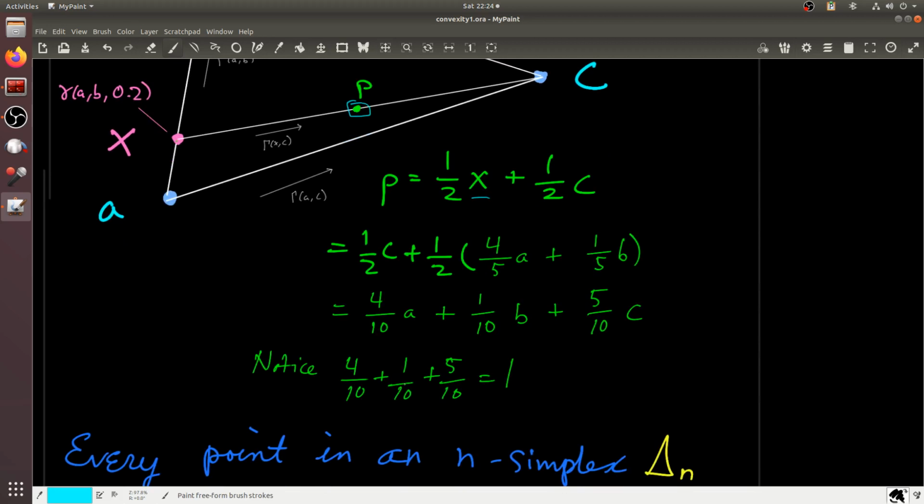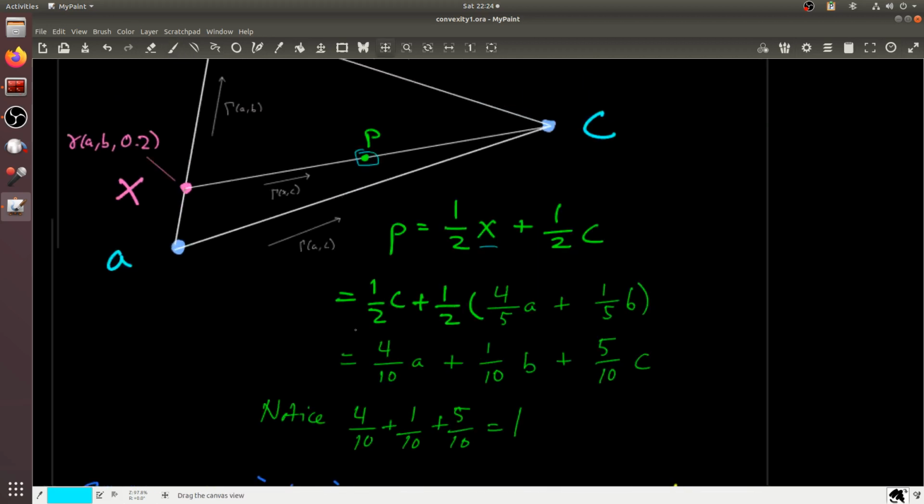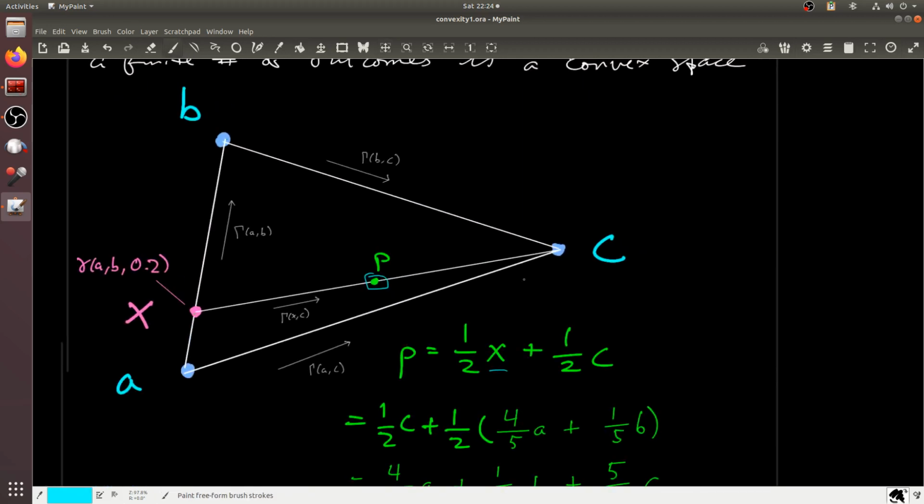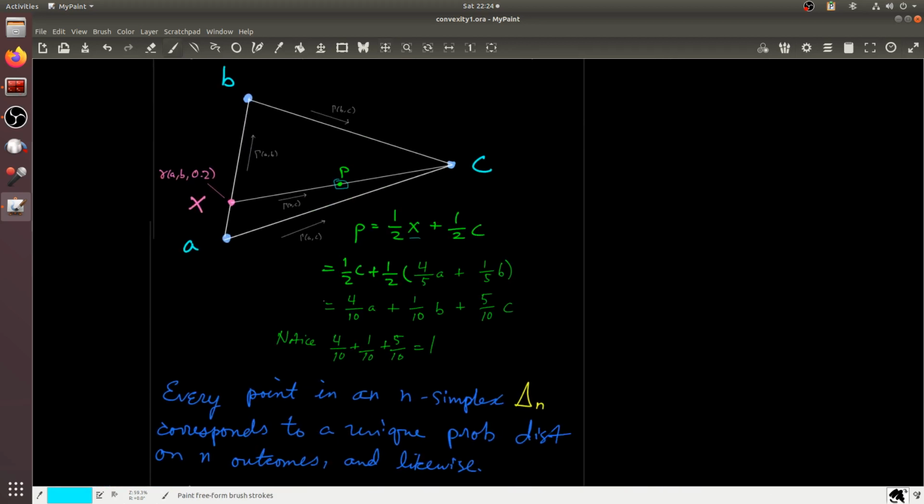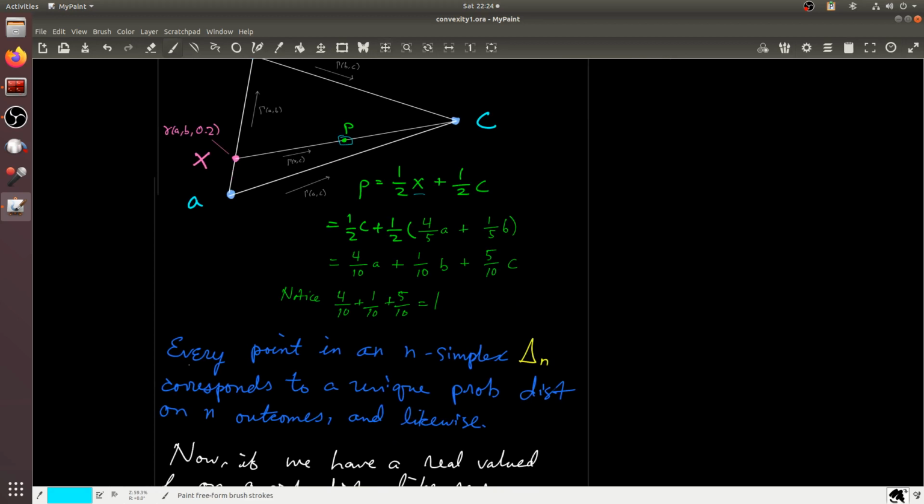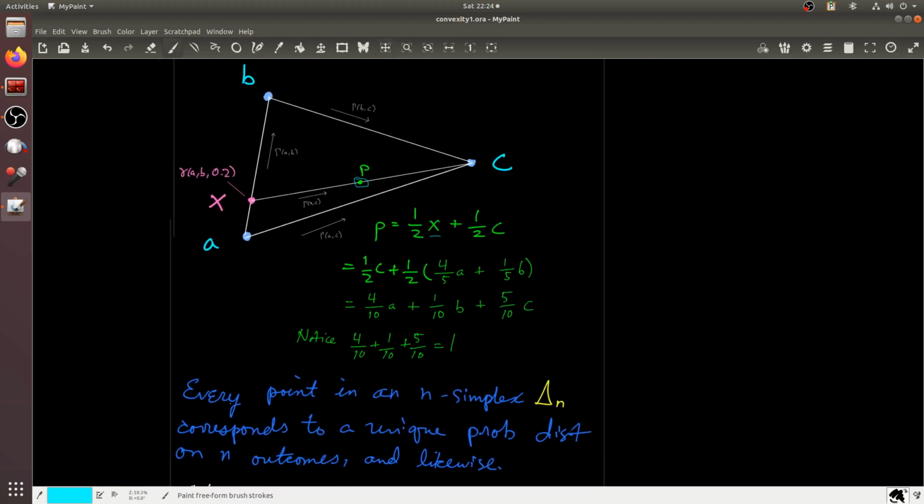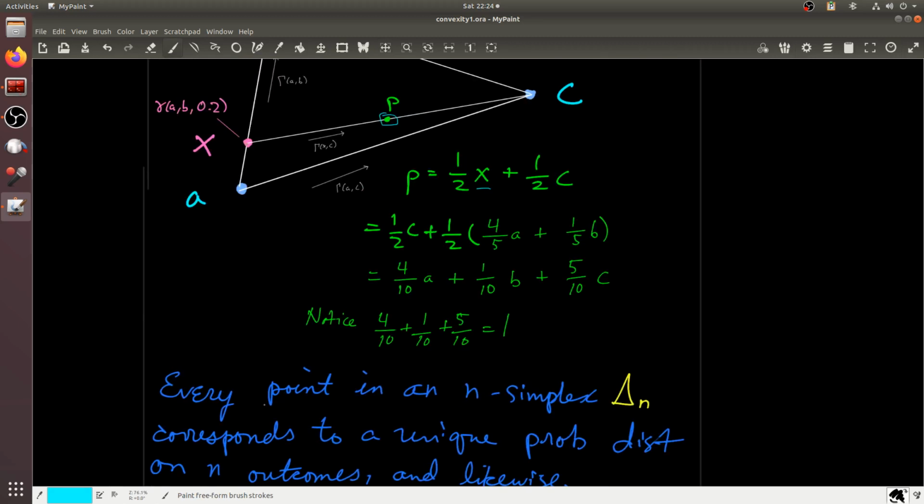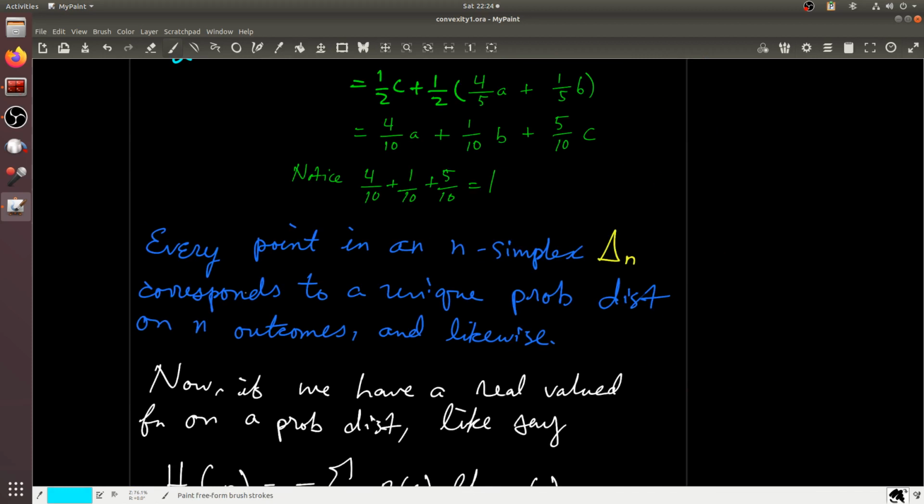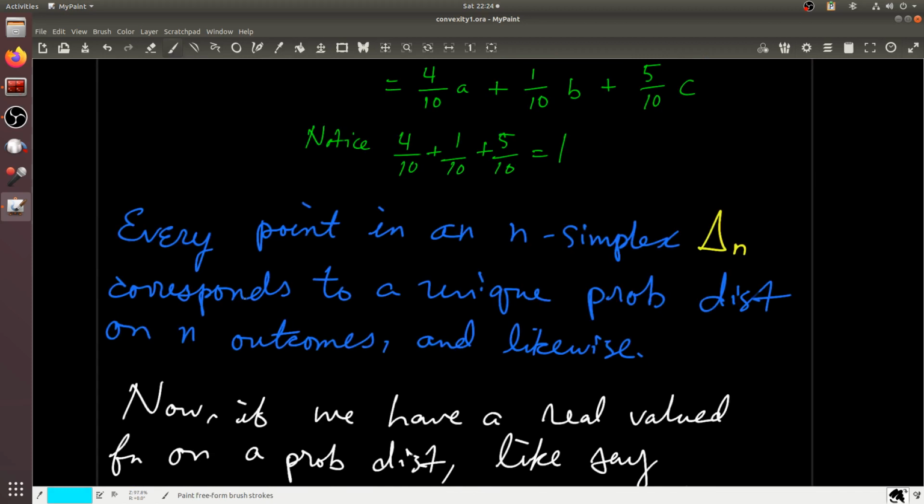Notice that 4/10 plus 1/10 plus 5/10 is equal to 1. So indeed, this is a probability distribution on 3 points. Right? Fair enough? That makes sense? And so every point in an n-simplex, delta n, that's reserved notation, corresponds to a unique probability distribution on n outcomes, and likewise. Again, the simplex is the convex hull on n points that lies in the proper number of dimensions. Okay.